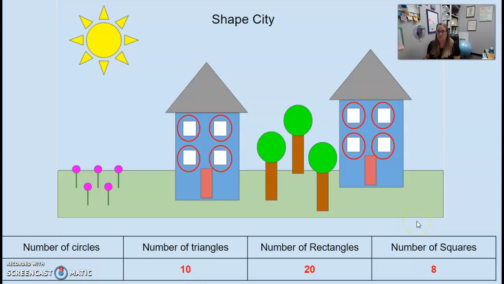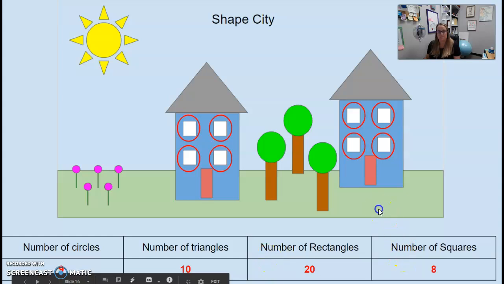Which shape was there the most of? Yeah, 20. There was 20 rectangles. 20 is a big number. It took us a long time to get to 20. Do you know which one had the smallest amount? Yeah, squares, because 8 is smaller than all of these numbers. It's smaller than 9, it's smaller than 10, and it's smaller than 20.